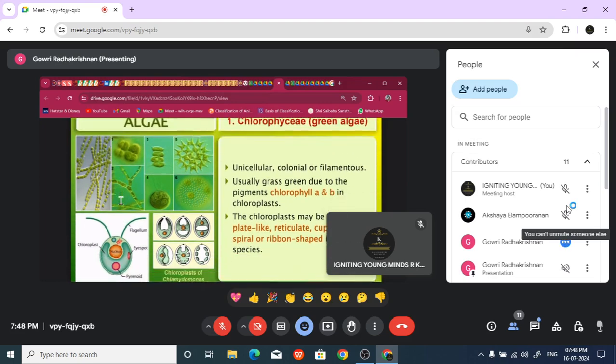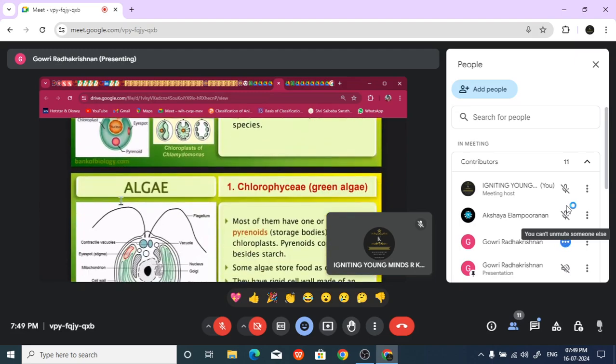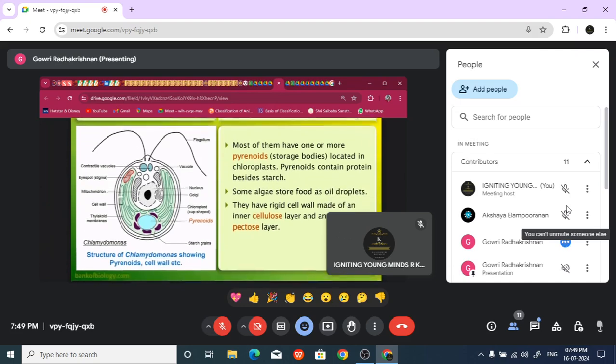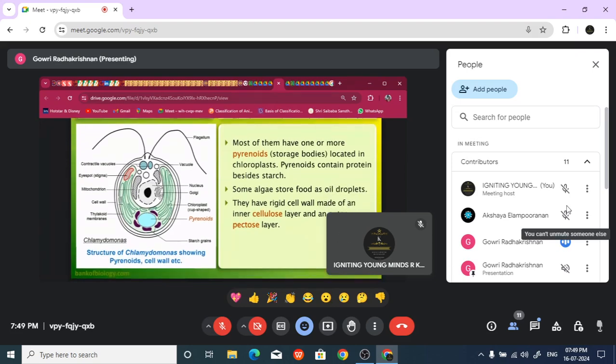Okay, so this is about the Chlorophyceae. Most of them have one or more pyrenoids, that is, storage bodies. You can see the diagram. It's like a vacuole. Can you see the blue circle-like thing? That's the pyrenoid. It stores food there, located inside the chloroplast. Pyrenoids contain protein besides starch. So it stores food basically, starch and proteins.